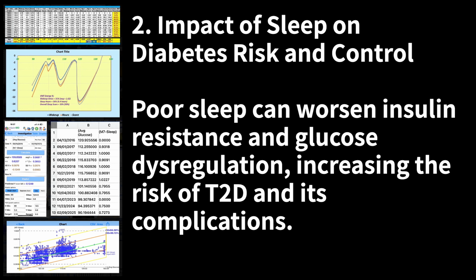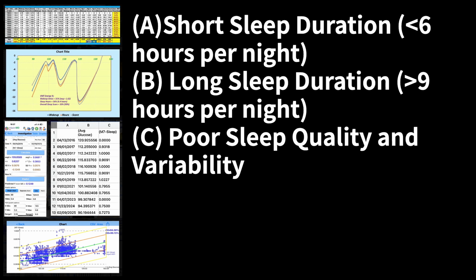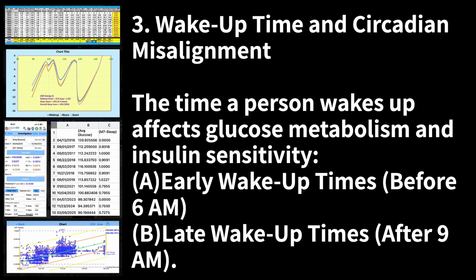2. Impact of sleep on diabetes risk and control. Poor sleep can worsen insulin resistance and glucose dysregulation, increasing the risk of T2D and its complications. A. Short sleep duration is less than 6 hours per night. B. Long sleep duration is greater than 9 hours per night. C. Poor sleep quality and variability. 3. Wake-up time and circadian misalignment. The time a person wakes up affects glucose metabolism and insulin sensitivity. A. Early wake-up times, before 6 a.m. B. Late wake-up times, after 9 a.m.